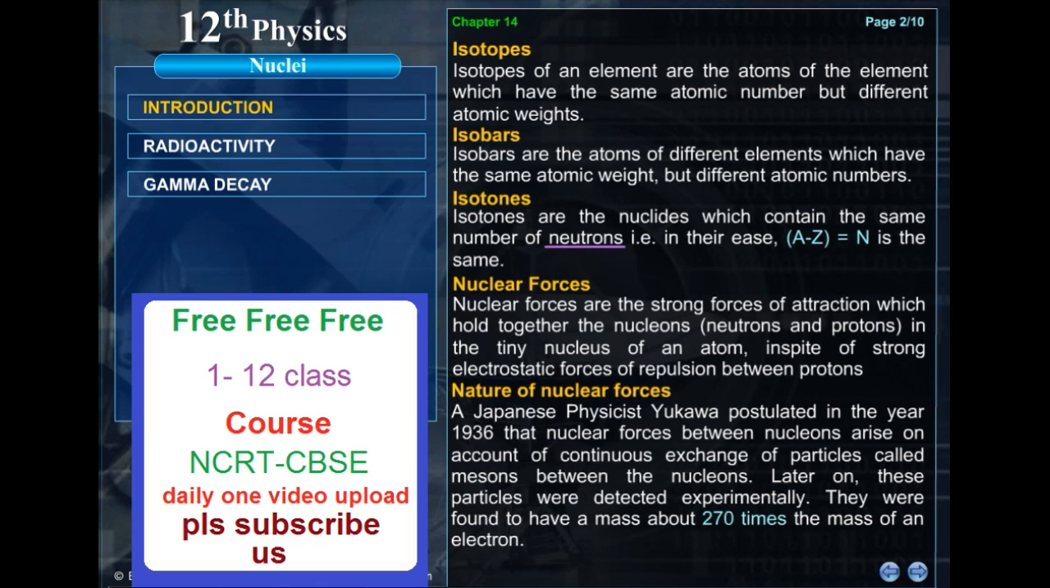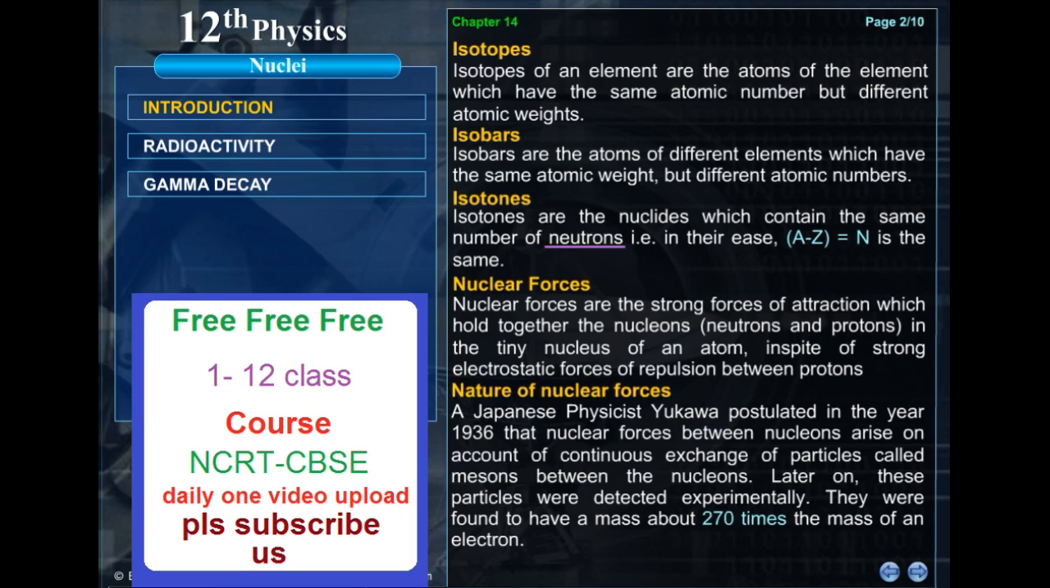Nuclear forces. Nuclear forces are the strong forces of attraction which hold together the nucleons, that is neutrons and protons, in the tiny nucleus of an atom, in spite of strong electrostatic forces of repulsion between protons.